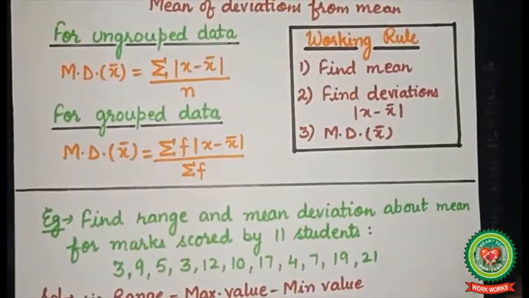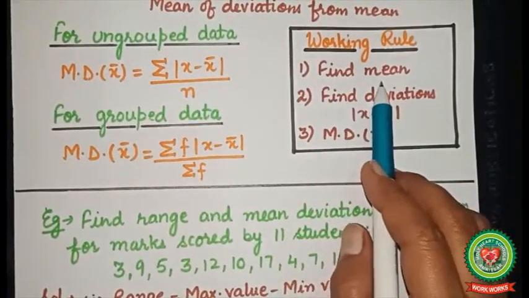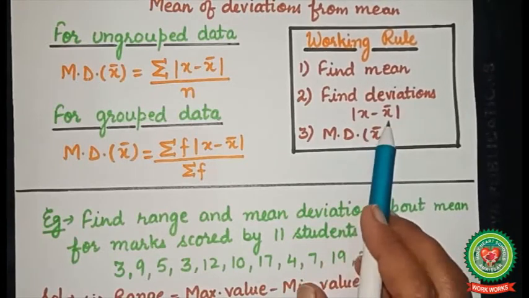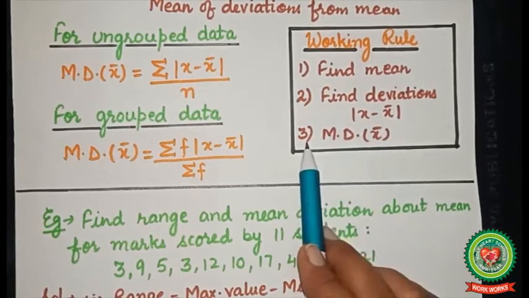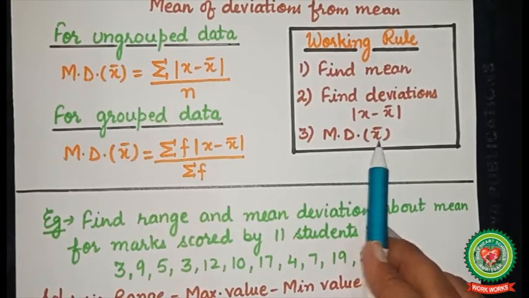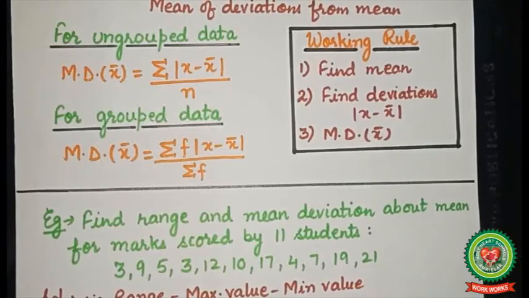So first step, we have to find the mean. Second step, we have to find the deviations with the absolute values. And third, we will find the mean deviation about the mean. Each question will have these three steps. We have to follow it. Now, let's do the example.